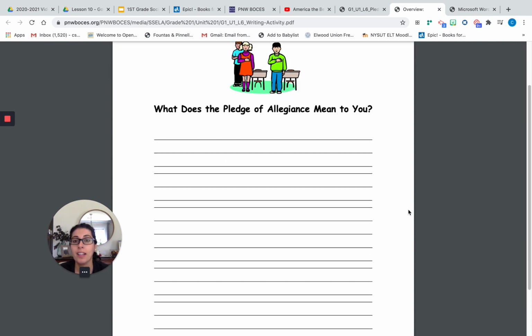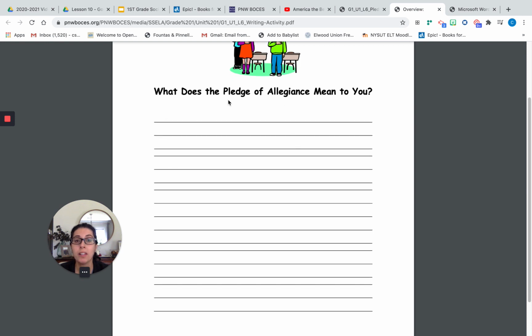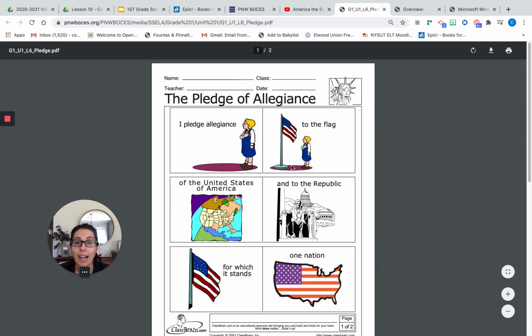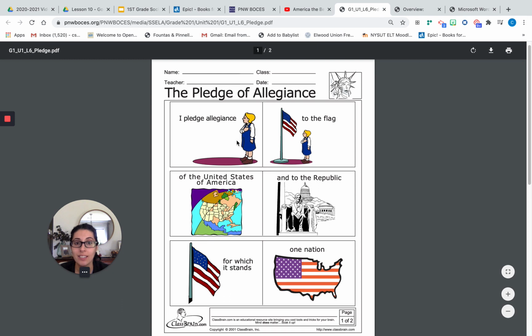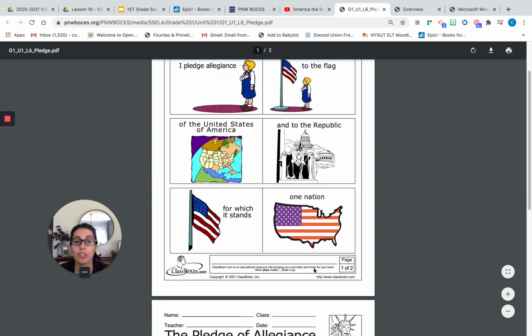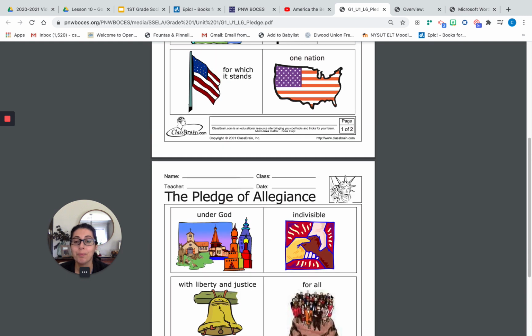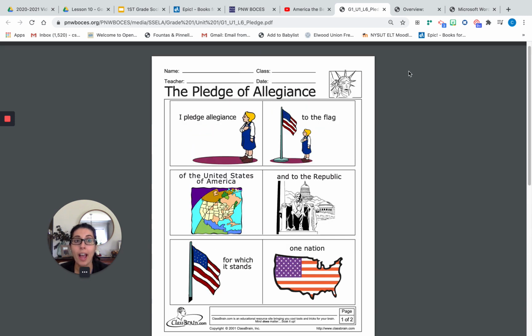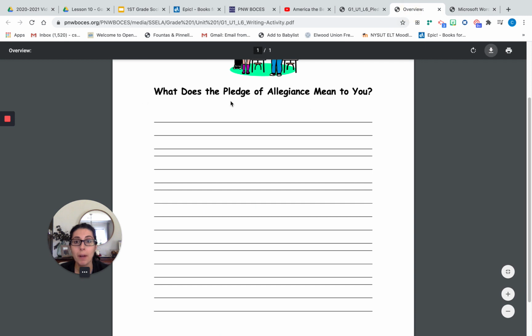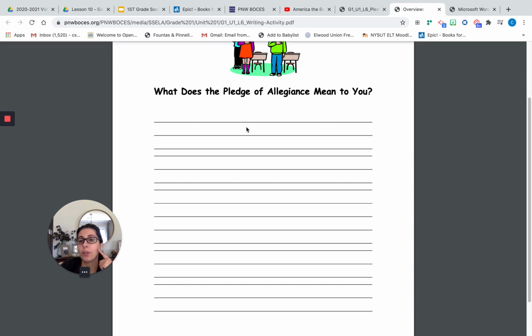Okay, so now this is a writing activity. This says, what does the Pledge of Allegiance mean to you? We learned all about the Pledge of Allegiance. Look back at this sheet. This sheet is our Pledge of Allegiance, and it has pictures to remind us of what all of those words mean. So use this sheet to help you to write your response here. What does the Pledge of Allegiance mean to you? Now, I want you to think before you write, what does the Pledge of Allegiance mean to me?